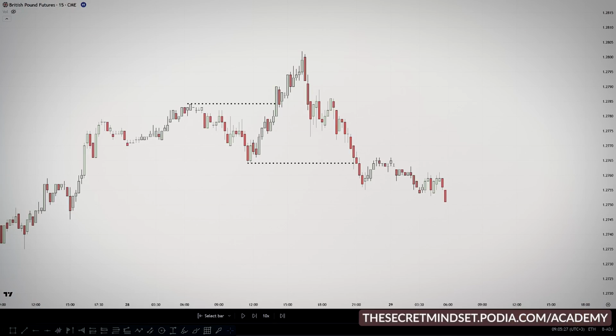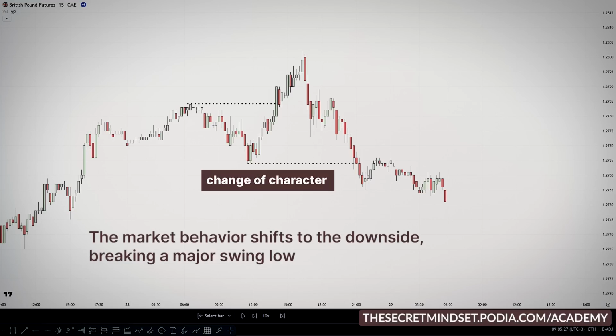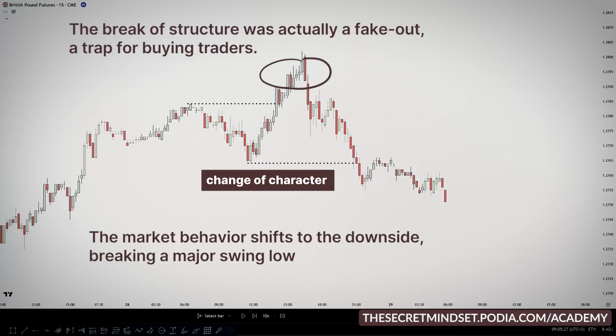After the break of structure, we need a change of character, but now in a bearish direction. This is when the market behavior shifts to the downside, breaking a major swing low. This price action movement confirms that the break of structure was actually a fake out, a trap for buying traders, and also shows that there's real strength behind the downward move.